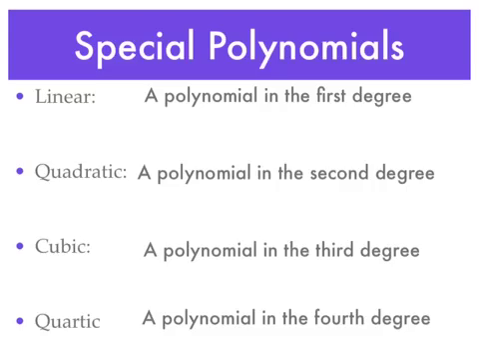Beyond quartic, we really don't have special names for them. So if it has a degree of 5, we just say it's the 5th degree. We don't have a fancy name for it.